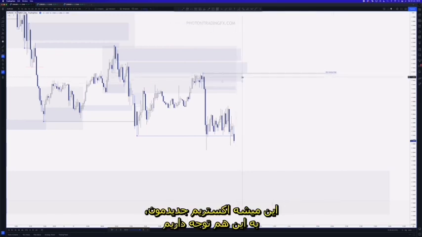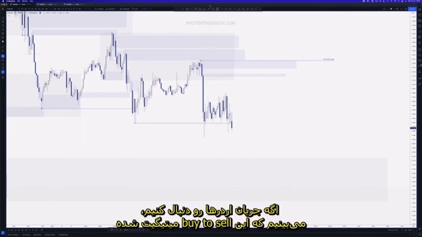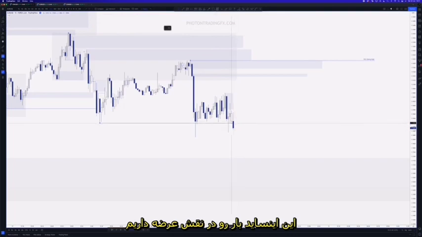So then this becomes our extreme level, okay? Potentially you could look at this. So at this point, we've had a break of the low, okay? Now if we follow this order flow as well, you can see that this buy to sell here was mitigated, okay? And you have this inside buyer supply here.